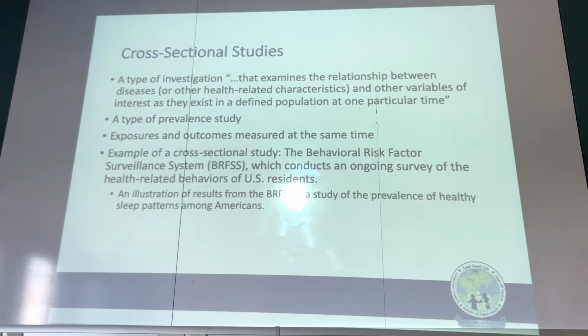Cross-sectional, a type of investigation that examines the relationship between disease and other variables. So I have childhood diabetes, and the factors that are statistically significantly associated with it. It could be weight, diet, exercise, exposure to a cosmetic agent, all at the same time, at one point in time. It's a snapshot. Example: the Behavioral Risk Factor Surveillance System, which we took in the previous lecture, which conducts an ongoing survey of health-related behavior of US residents.